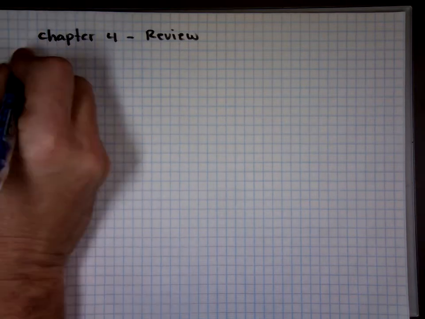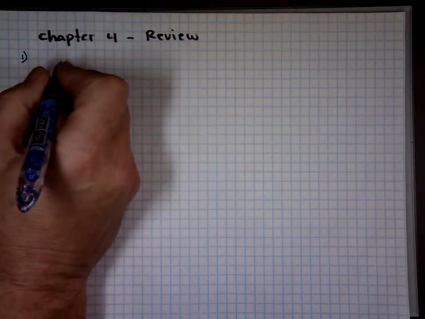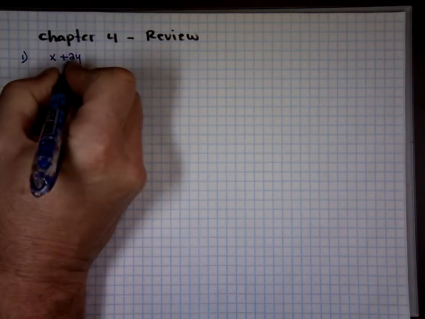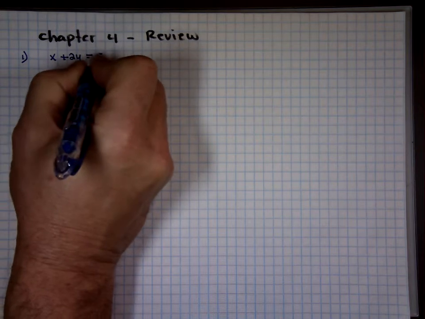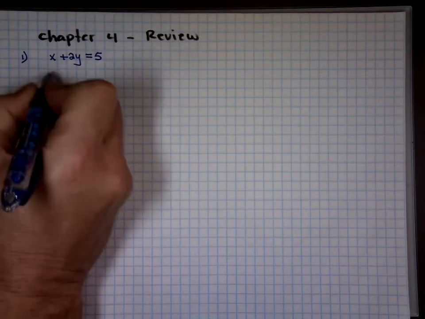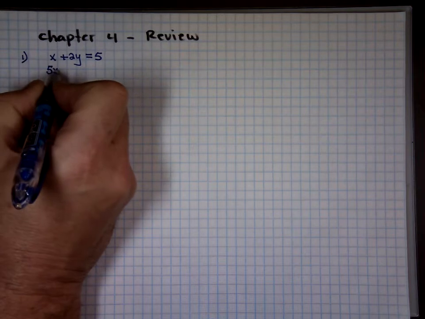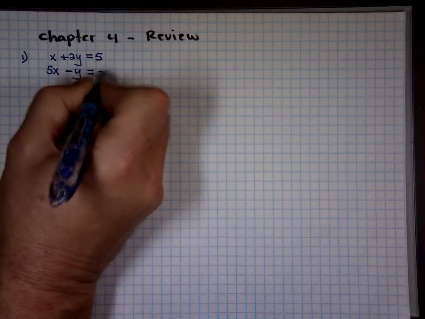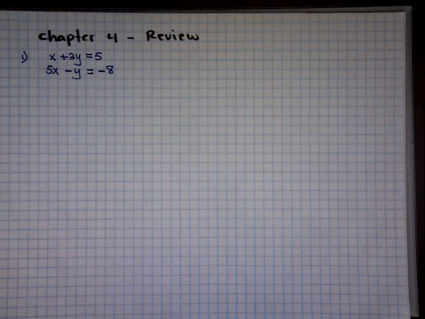Question number 1. We're going to go over the 3 sections that we covered, I think 3 sections, I can't remember how many in chapter 4, and do a review on them. We have these 2 equations: x plus 2y equals 5, and 5x minus y equals negative 8. Let me know if I need to write it bigger. And they're giving us 3 points. Can you see that? It's fine, everyone? Good.